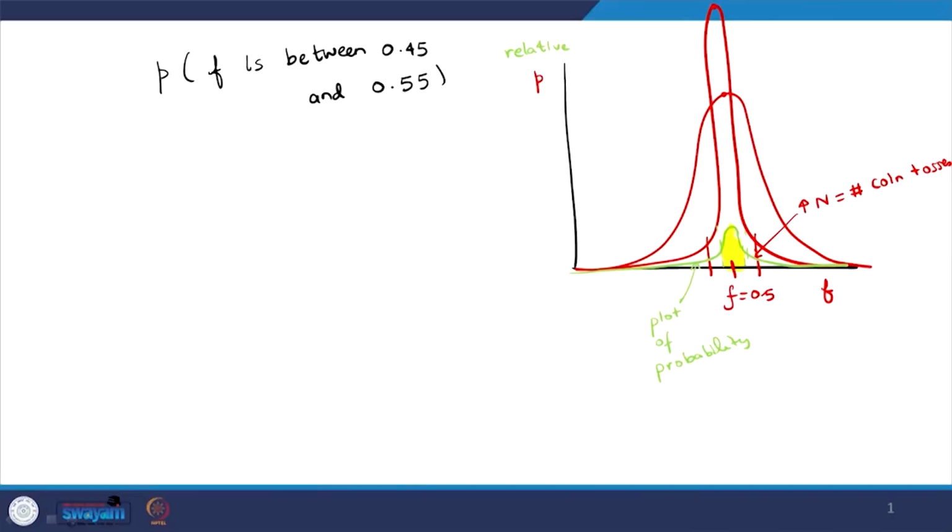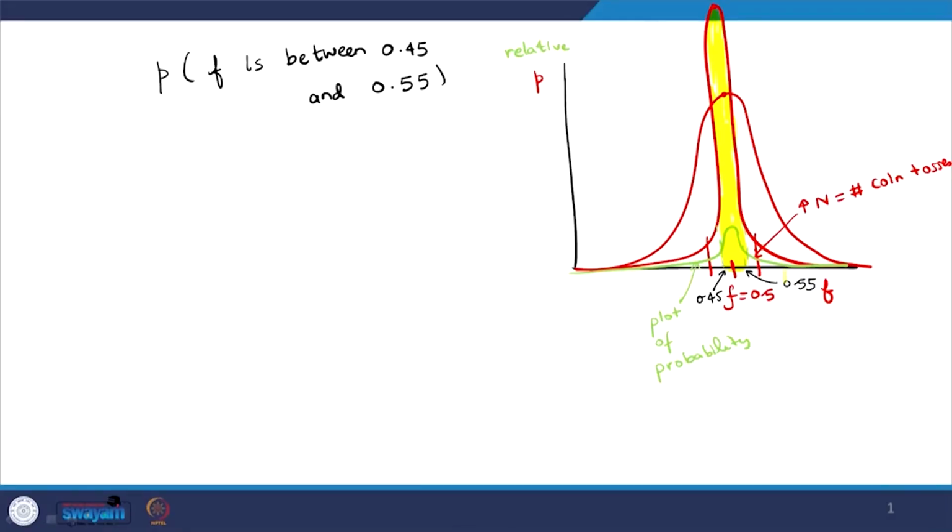More specifically, when I ask the probability of f between 0.45 and 0.55 or any particular range, what we are looking at is actually area under the curve on this diagram. That is, for example, an area like this, where this is my 0.45 and this is my 0.55, or in the normalized distribution it is going to be this entire area under the curve, right.